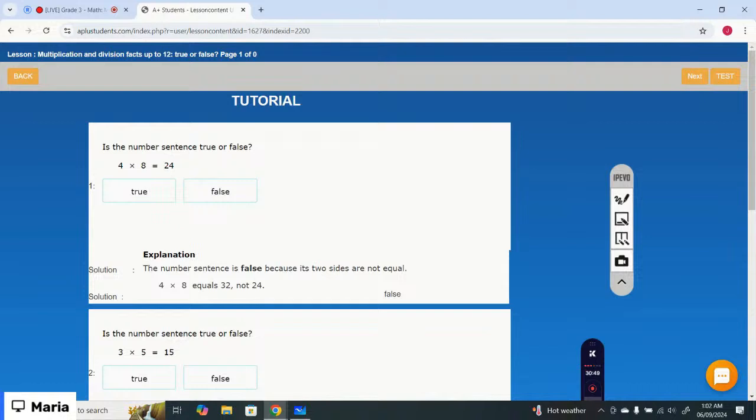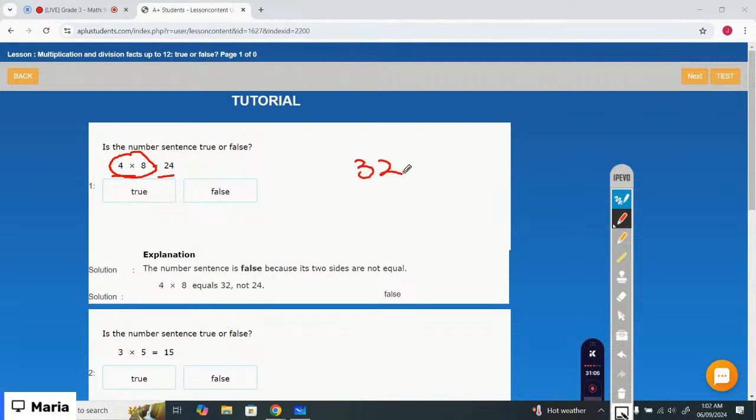So, is the number sentence true or false? The example is 4 times 8 is 24. You have to see if it is true or false. So, how do we do 4 times 8 equal 24? Basically, you have to solve this side, right? You have to do 4 times 8. 4 times 8 is 32, and 32 is not equal to 24, right? Because both sides are not equal, that means that is false. If both sides are equal, then that is true, right? You have to solve one side and see if both sides are equal. If they are equal, that means yes, that is true, otherwise it is false.